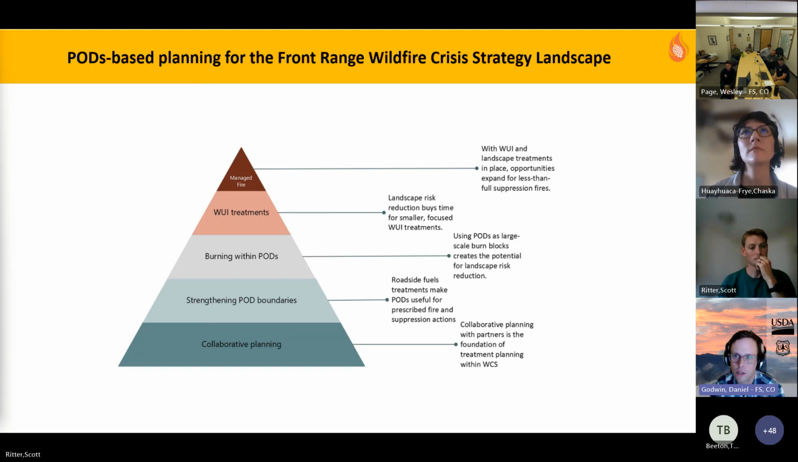What we've been doing around the WCS strategy is going through this collaborative planning process so that we can identify our priority pods for treatment, to build a common operating picture for collaborative fuels treatment across the fire shed. We can strengthen these pod boundaries where we can and ramp up the opportunity for beneficial fire, particularly prescribed fire at first, using that to leverage opportunities for less than full suppression, or modified suppression techniques. I think of this as a pyramid approach, where it all builds on itself, and at the top we can start making better management decisions around unplanned ignitions. Next slide, please, Scott.